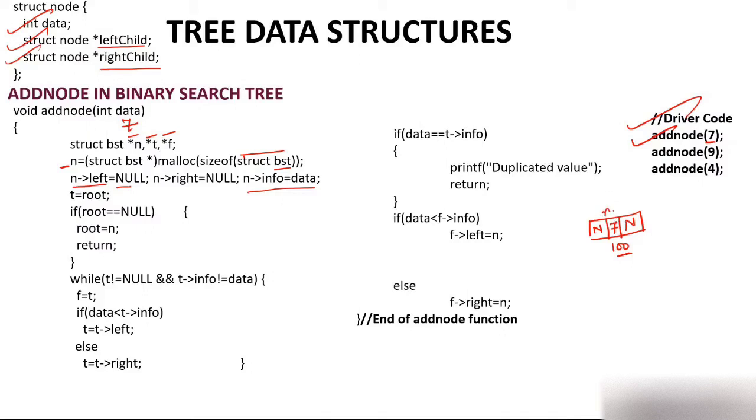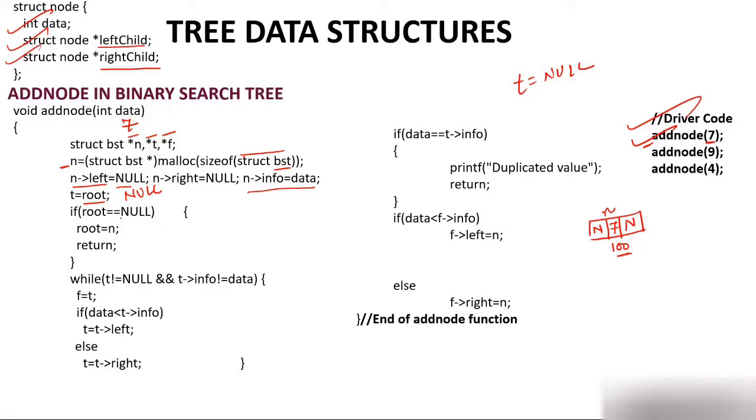Okay, so let's start. t is equal to root. If I have just started creating a node, is there any root existing? No, because I am just starting. So what will be the value of root? Null, obviously, because I've just started. My first node is 7, so the current value of root will be null. So t will have a null value.